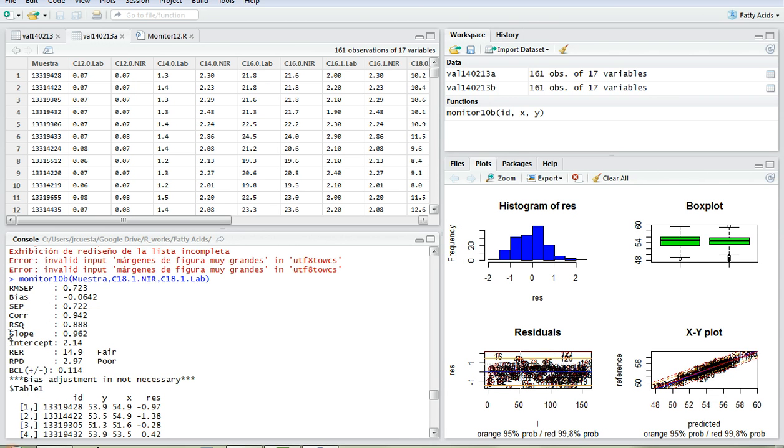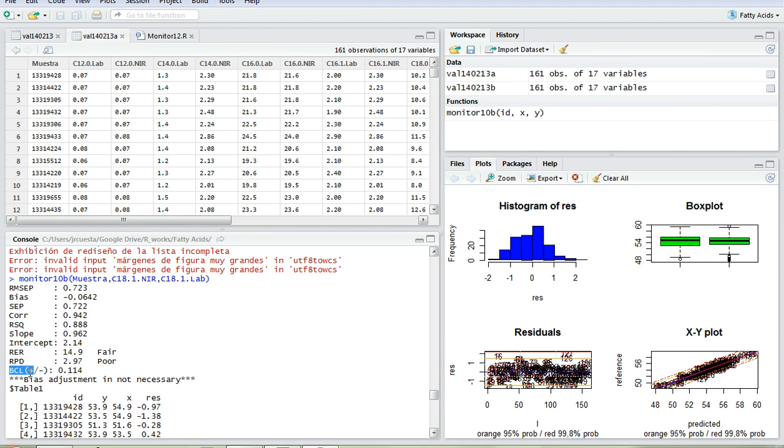I have the slope, you know, the closer to 1 the better, and the intercept is quite low, and I have these statistics. You must be careful with this because they may give you some messages that say fair or poor or even good, but they must be treated with caution. I will talk about them in other posts.